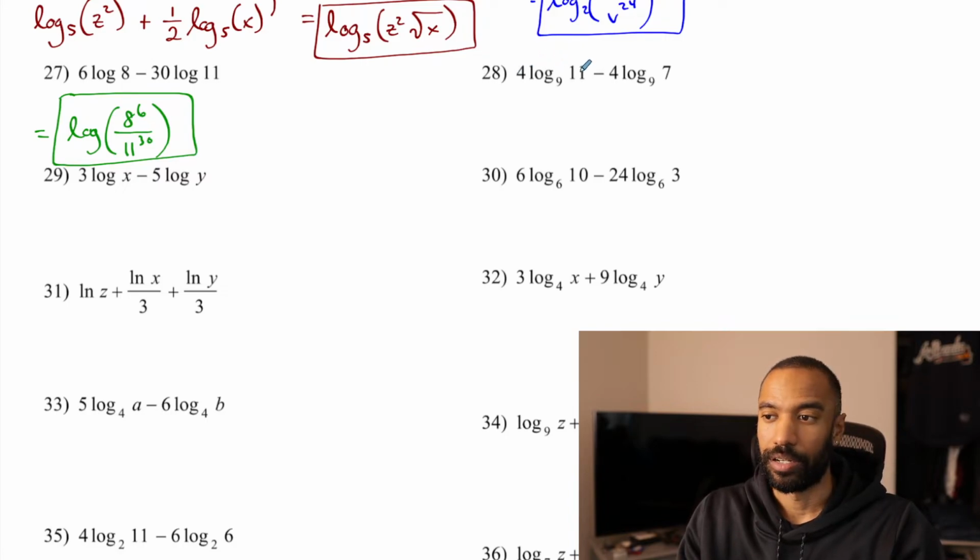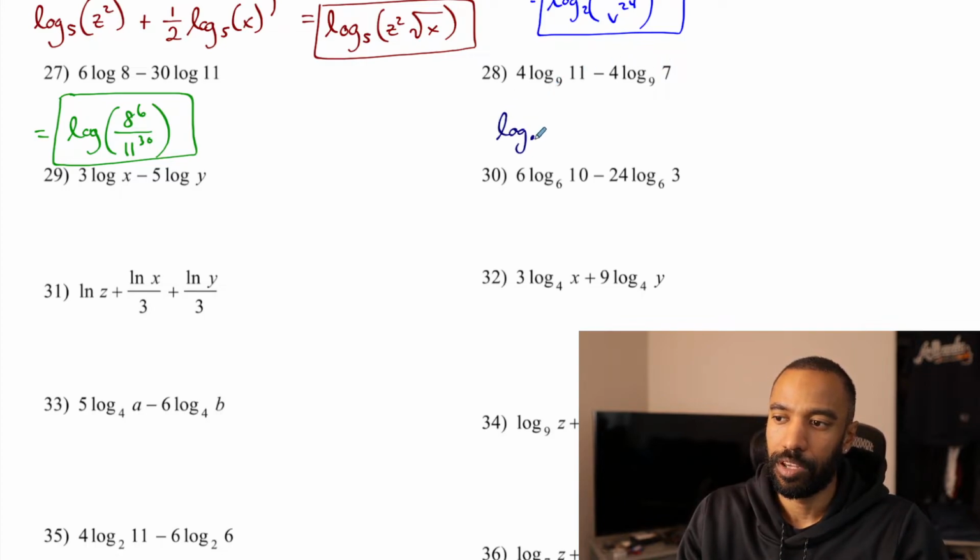You will have to know that later. Okay. 11 to the 4th, 7 to the 4th. Divide them with log base 9. 11 to the 4th. 7 to the 4th.